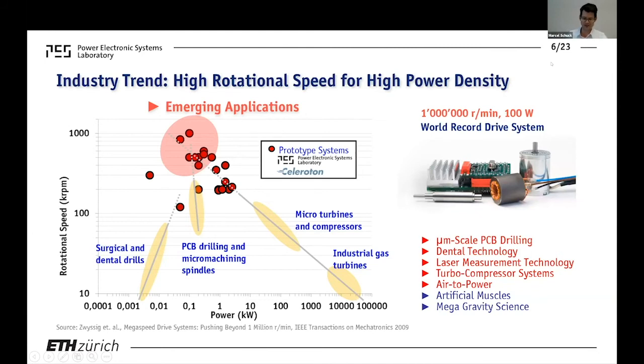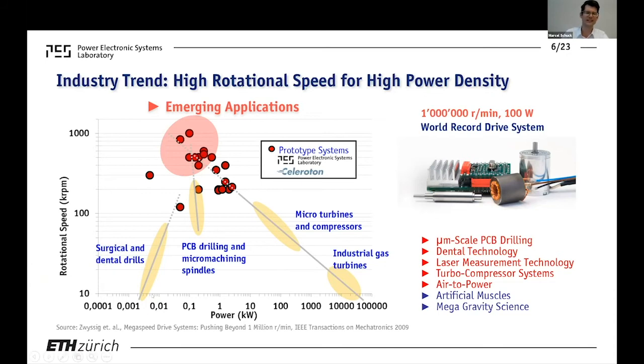I want to talk to you briefly about one industry trend, which is achieving high power density. We've heard it in the previous talk from Professor Andersen already. How do we get to high power density for electric drives, for example? If we look at the scaling laws of such electric drives, you can see that the power density is increased for higher rotational speeds. Of course, there are some limits to the rotational speed, mainly given by the bearings that I need in this area.